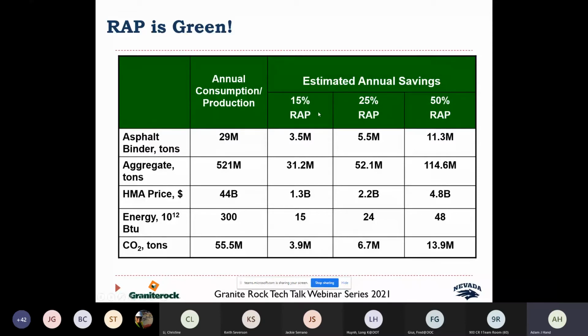And you can see with 15, 25, and 50% RAP, just to demonstrate, the estimated annual savings again in asphalt binder in terms of tonnage, in aggregate in terms of tonnage, and then in hot mix asphalt price in billions of dollars. Energy consumption in BTUs, and then reductions in CO2 emissions. So again, RAP is green. From a financial, natural resource, and global warming or climate change perspective, it makes sense.